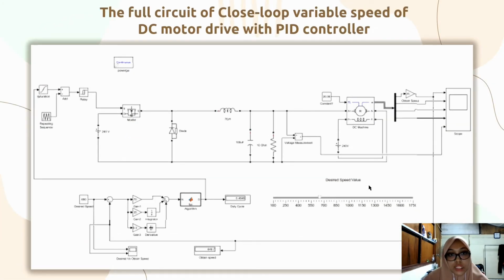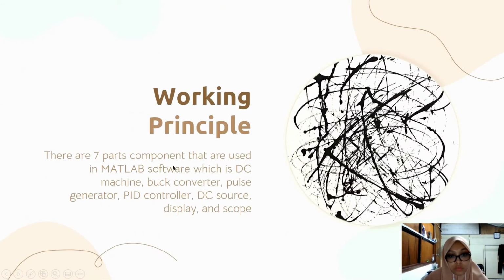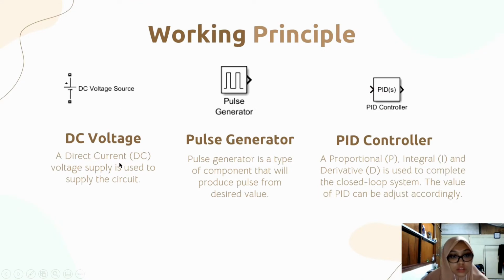This is our second of closed loop variant speed of DC motor drive with PID controller. We have 7 parts of components that we use in MATLAB software. Here are the symbols. This DC voltage we use for a supply. Pulse generator is a component that will produce pulse. Here is a PID controller. P stands for proportional, I stands for integral, and D is derivative. We use it to complete the closed loop system.